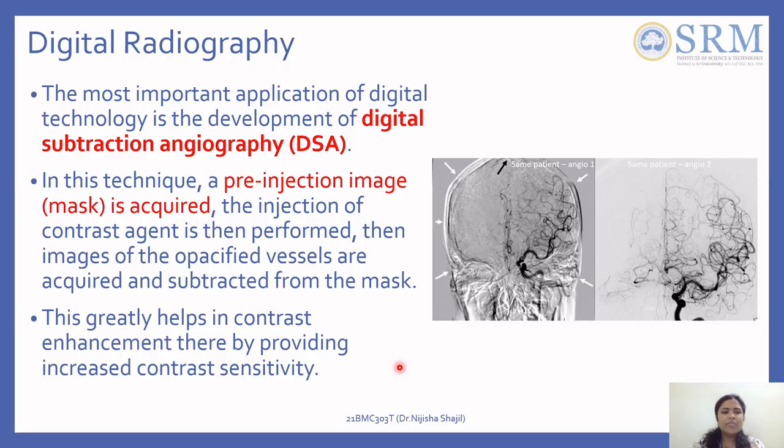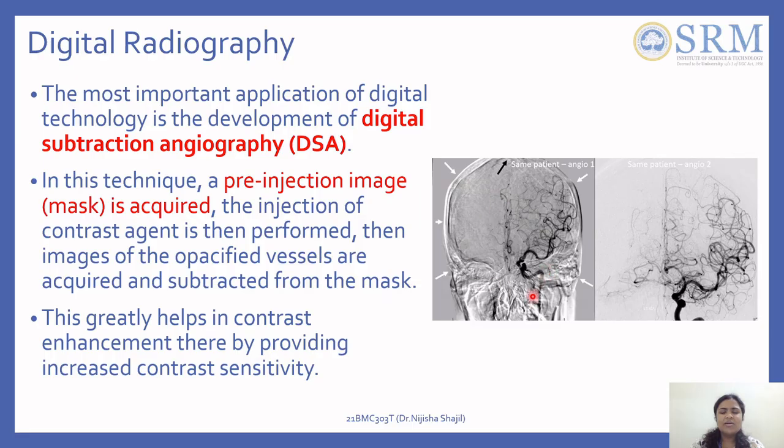Then you subtract both of them. What happens in that case? All similarly existing areas will get removed and only your vessels will be seen. So this helps you to view properly and image the vessels. So this gives you an increased contrast.